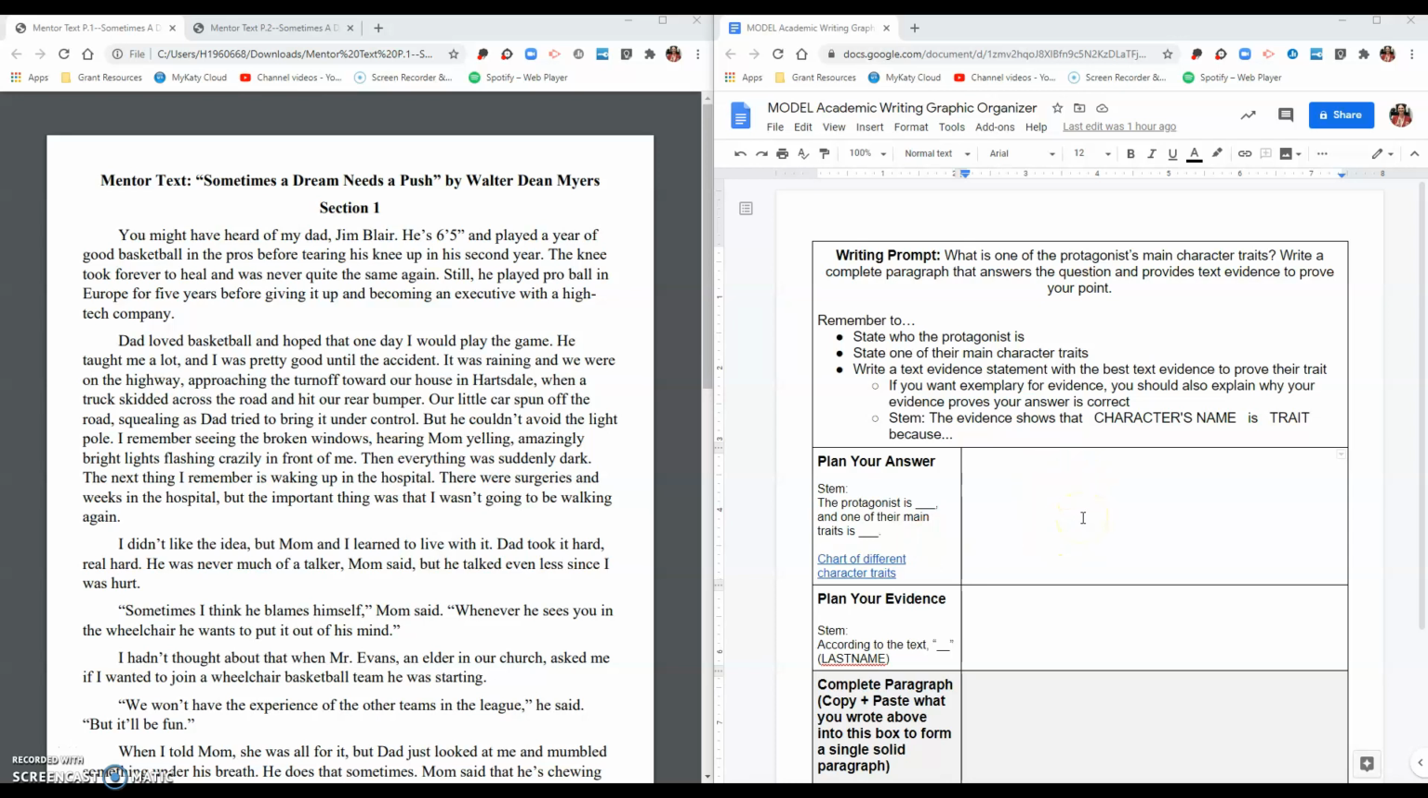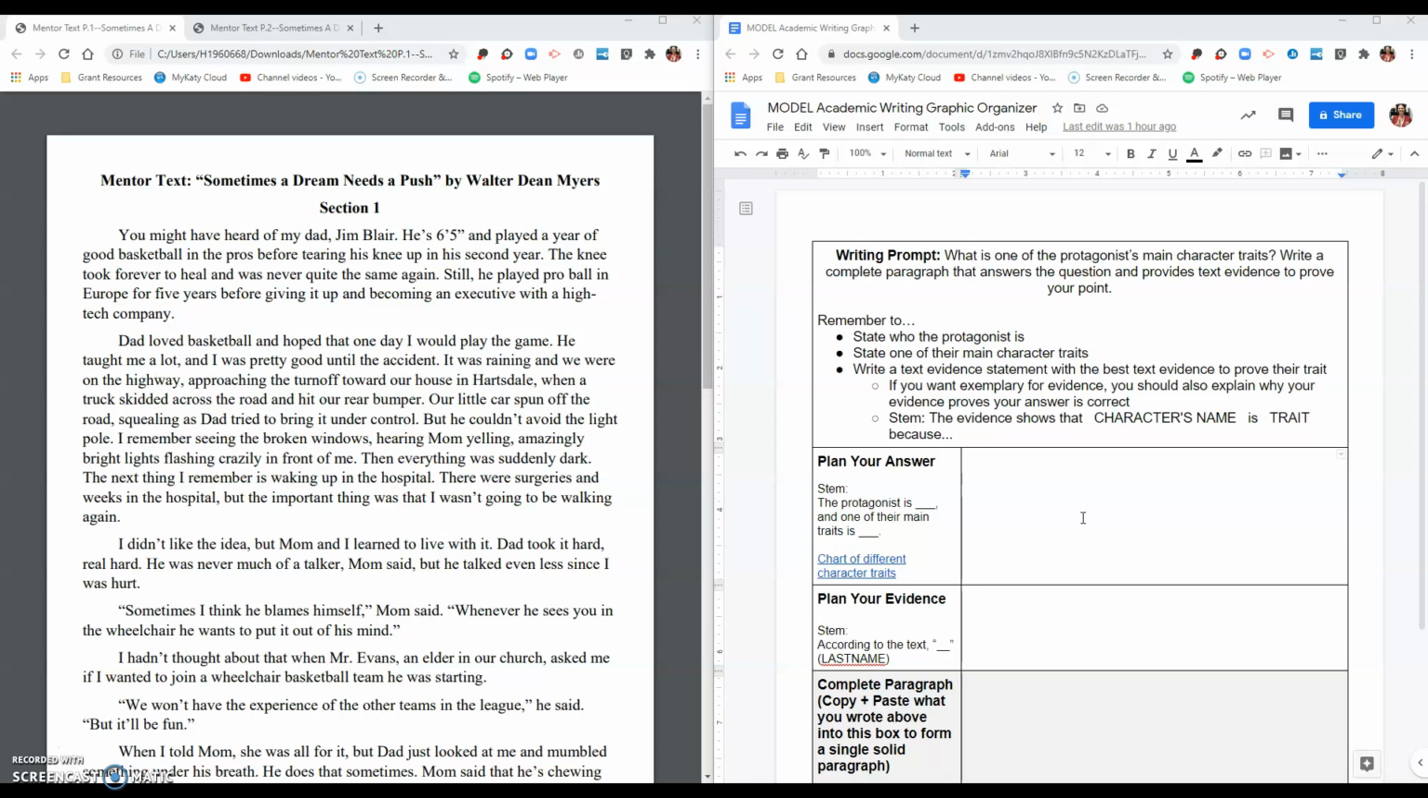So this week your assignment is to write a text evidence statement, and your prompt is, what is one of the protagonist's main character traits? You need to write a complete paragraph that answers the question and provides text evidence to prove your point.